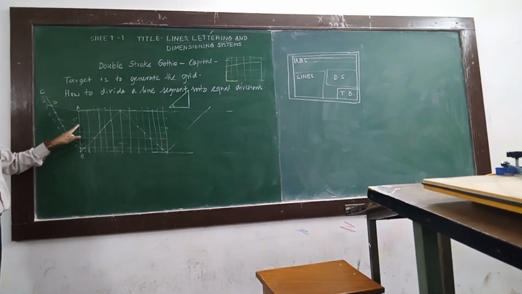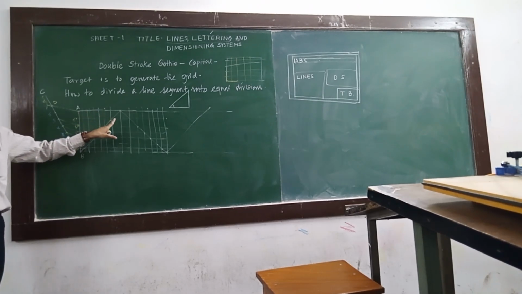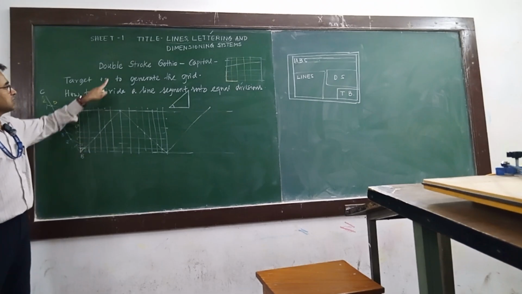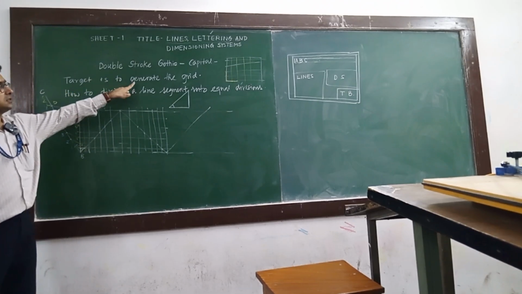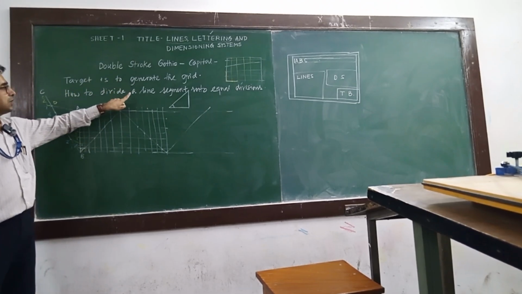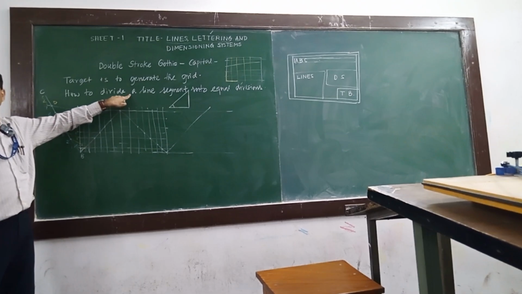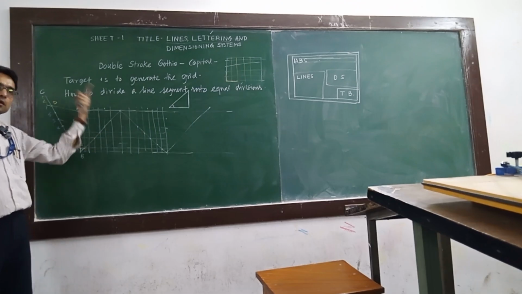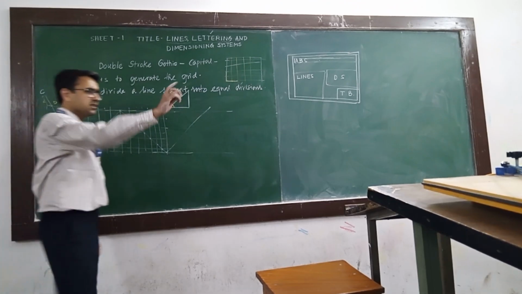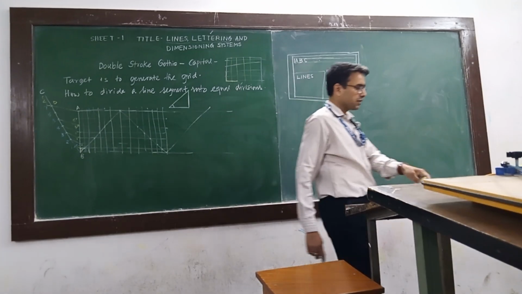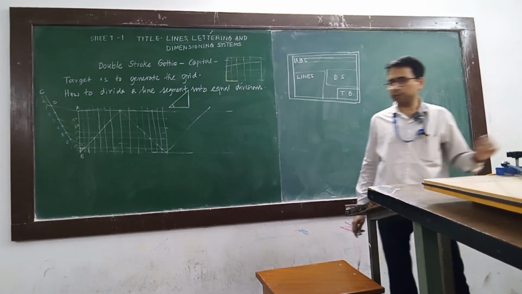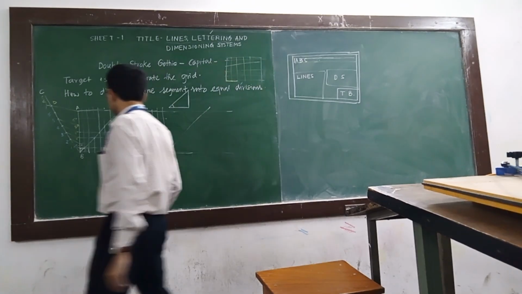After drawing the grid, the first task was to draw the grid. For that we had to divide a line into an equal number of divisions. Then we will use the grid to draw the letters. The exact drawing and the list of letters are given to you. Now we will simply do it here.